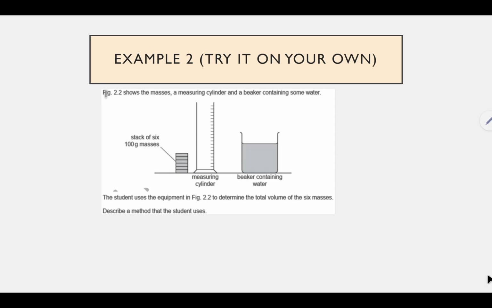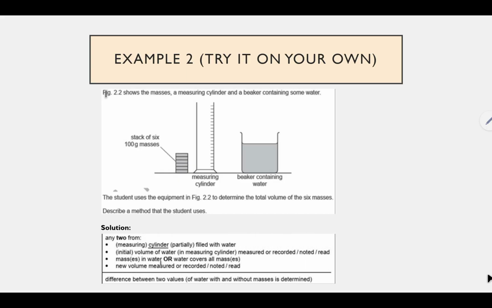Another example is showing six different 600-gram masses, identical masses, and a measuring cylinder and a beaker containing water. And they're asking us what to do to determine the total volume of the 6 masses. So as we said, we're going to add water, measure the initial volume of water, and then add the masses, measure the final volume of the water, and then subtract. This question is usually for 3 marks, so make sure that you write the initial steps of adding water and recording it initially, adding the masses and recording the new volume, and subtracting.